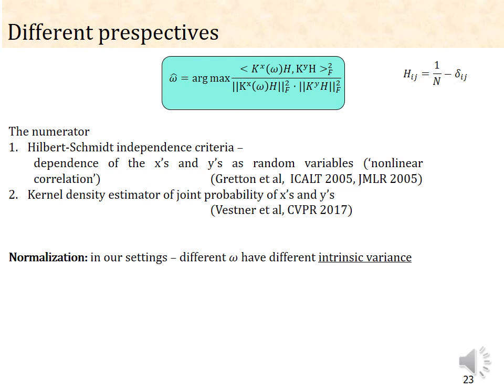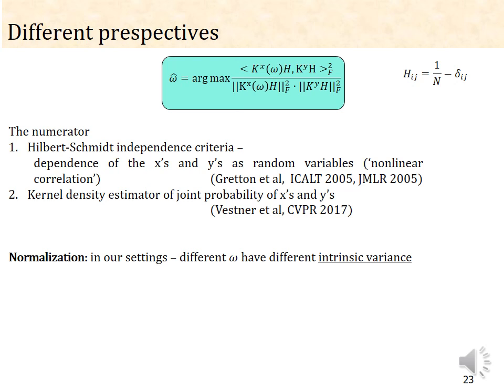Another way is to say, suppose x and y live in a product space, XY, then if you want to estimate the probability that they live at a given point, then this is the kernel density estimator. So you can think about it as a sort of problem in non-parametric statistics. This is from a work on computer graphics, by Vestner and Bronstein, and I think it's also a very interesting way to look at it.